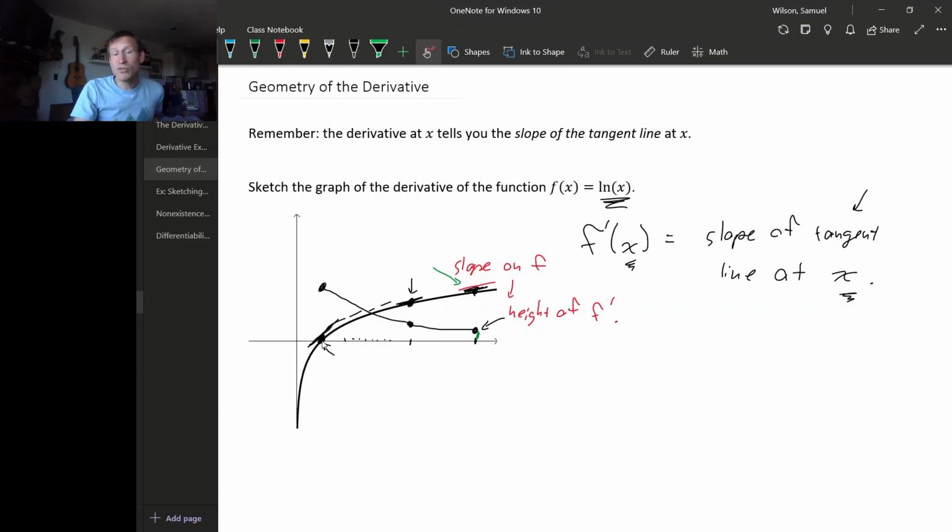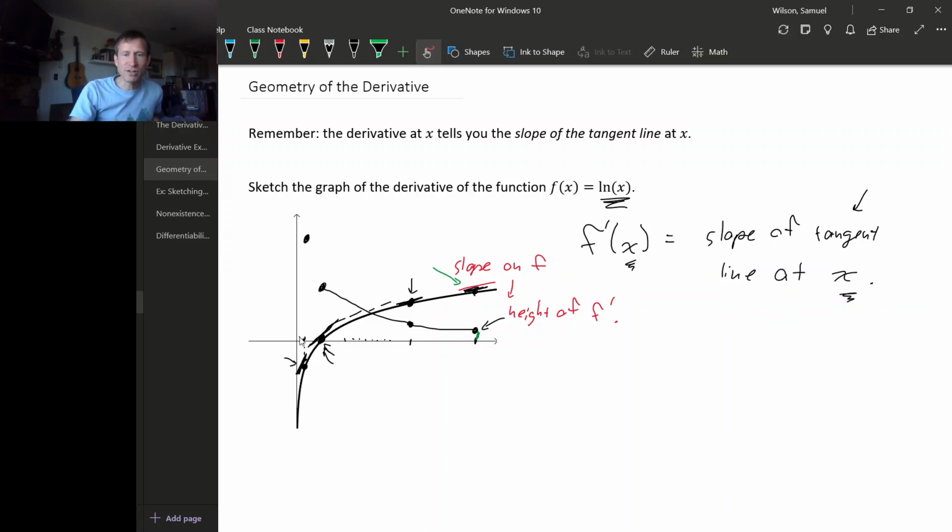All right, well, we can move even further to the left than this x value. We could choose this x value here. The corresponding tangent line on the graph of f is here. Now the slope of this tangent line is positive and quite large, so the corresponding point on the derivative should have a height that is positive and quite large. So now we're way up here.